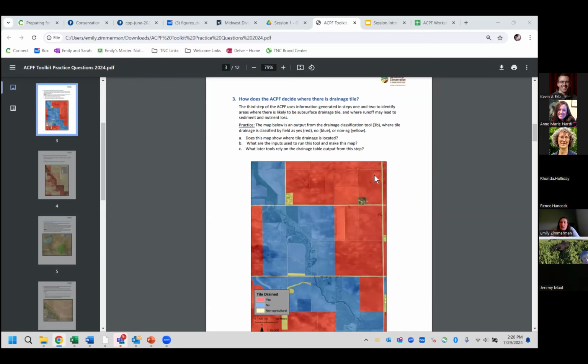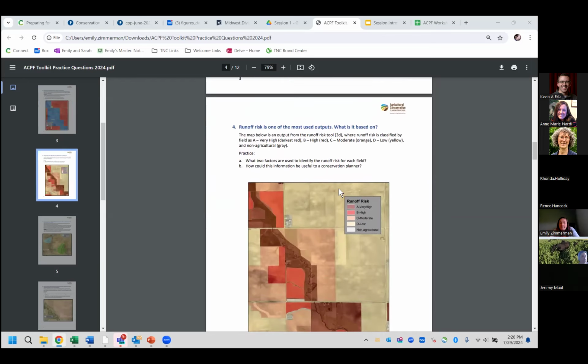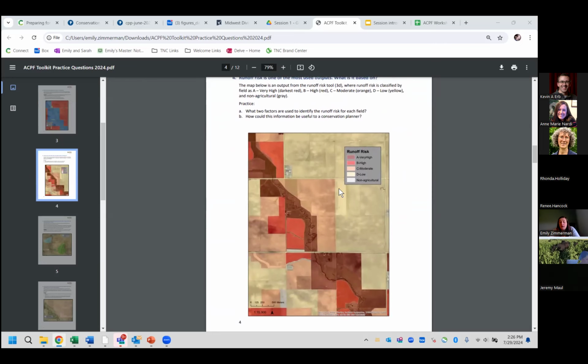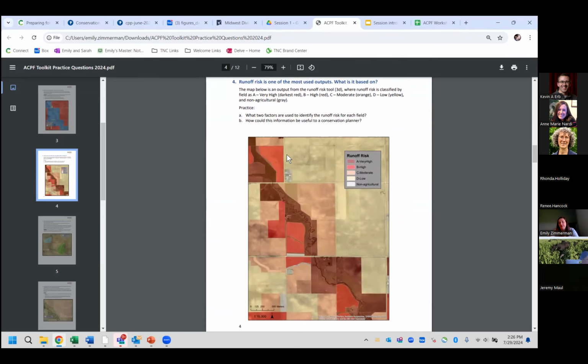All right. We're going to move on. Question number 4. So what you're looking at here is a runoff risk map, and it's one of the most used outputs in ACPF. And so the first question is, what two factors are used to identify the runoff risk for fields? So what two factors are accounted for when we think about runoff risk?